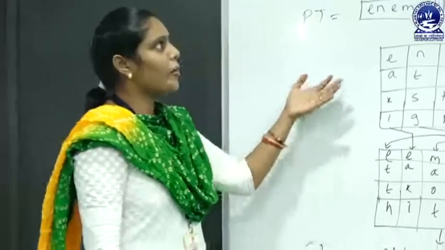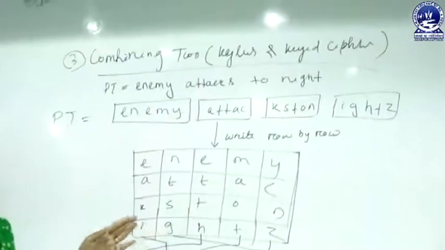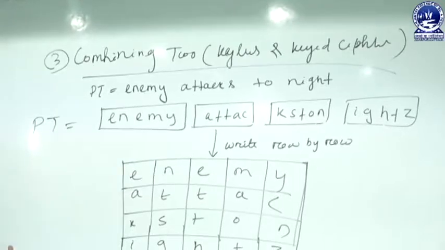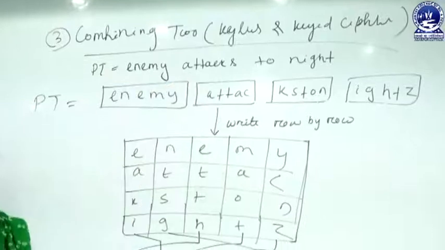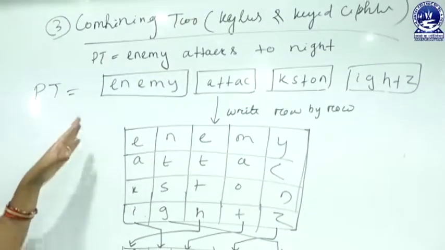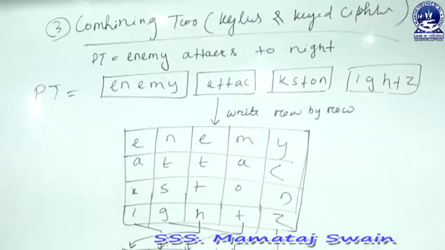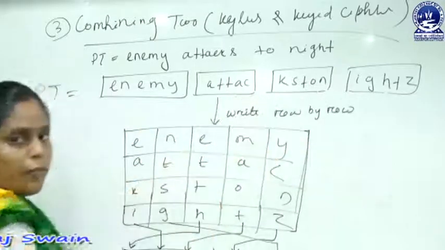Now this is the combining of two substitution cipher techniques. These two techniques are the keyless cipher and the keyed cipher. Now take this example. Here this is the plain text, that is enemy attacks tonight. First of all, you have to divide the plain text into blocks. Here I am dividing this plain text into 5 character blocks. These are the blocks of the plain text.